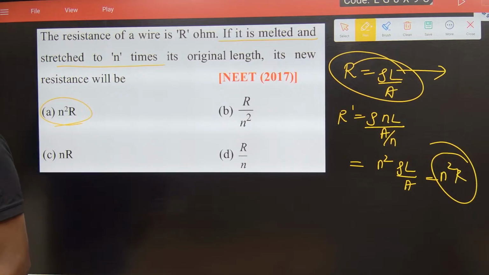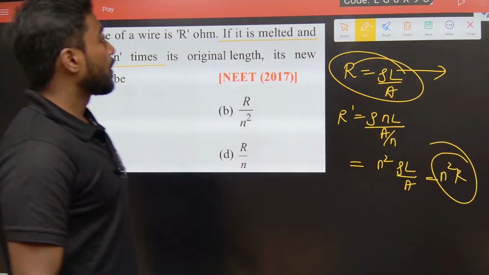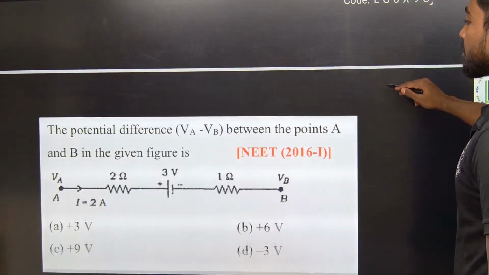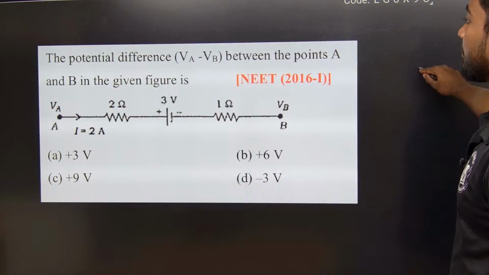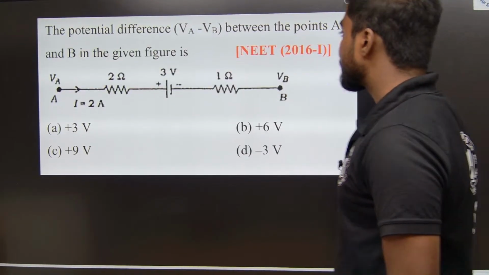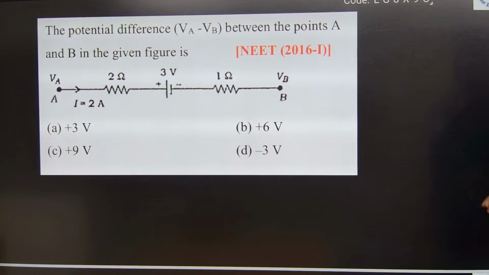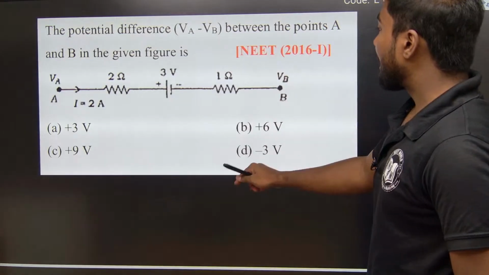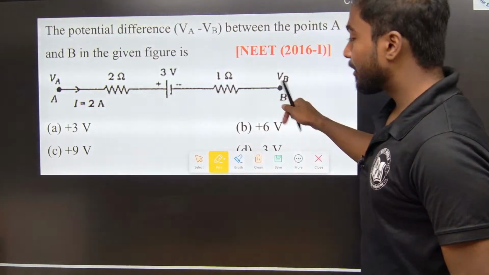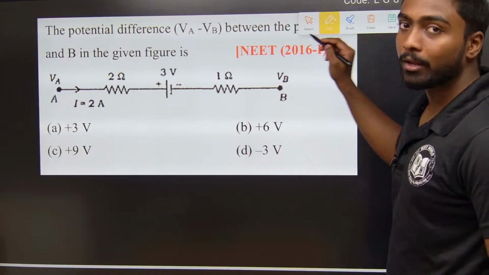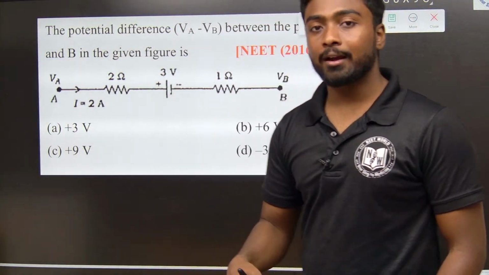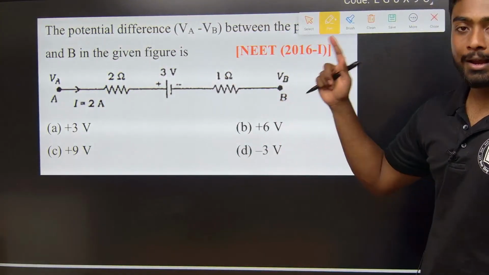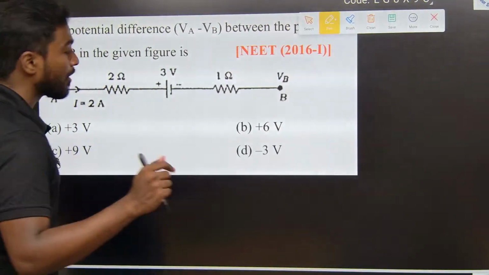So we'll see one of the final questions in this session. I guess it will be an interesting question, right? The potential difference between point A and point B is given in the figure. I need to find the potential difference here. So when I am going from A to B, the current is going in the right direction, the same direction. If it's coming in the opposite direction, I can consider it as positive. Here current is also in the same direction, so I should consider it as negative.